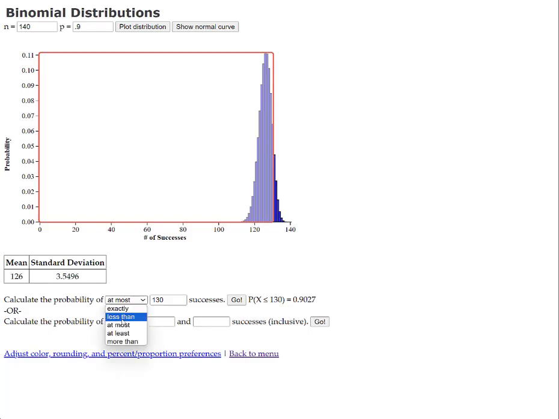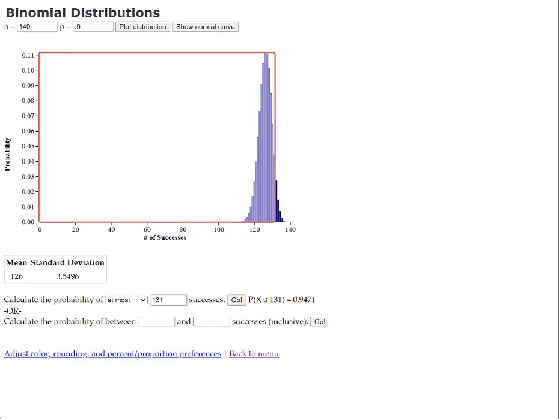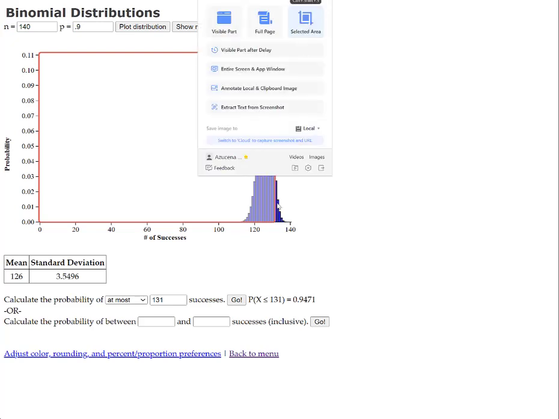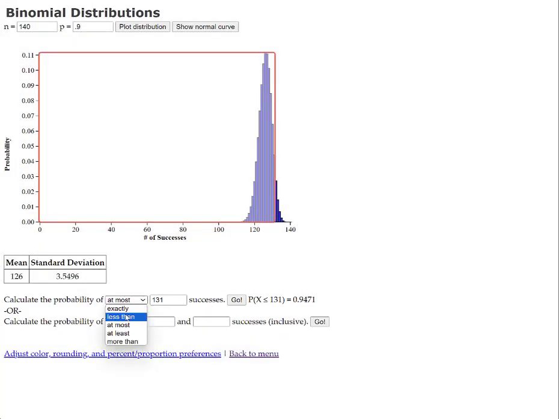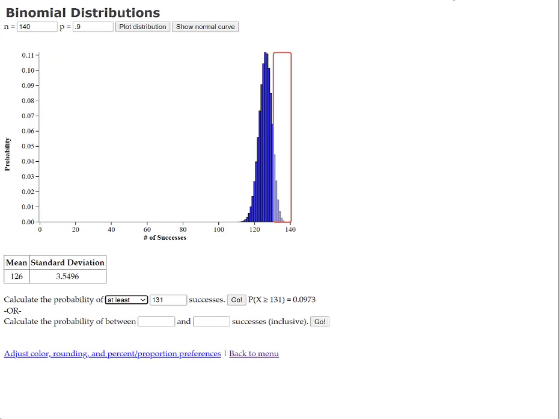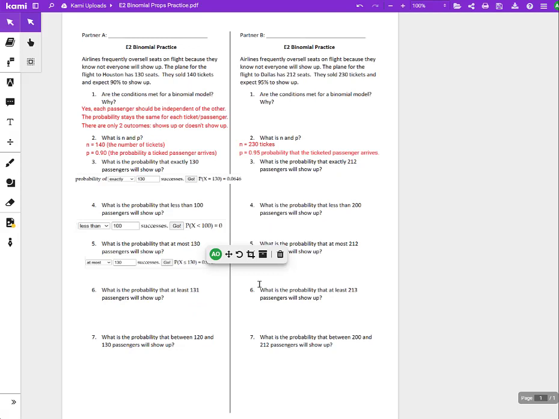So at least 131. Make sure I answered that correctly. At least 131, yes. And oh, that's not at least. No wonder I was like, that doesn't look right. At least. How did that switch? At least. There we go. That's what I remember the answer being. I was going, that doesn't make sense. At least 131. Okay. And put that in.